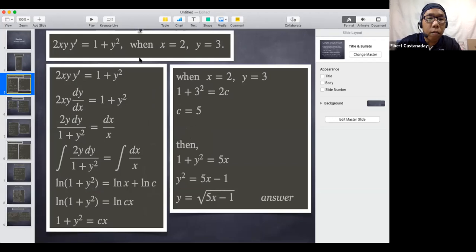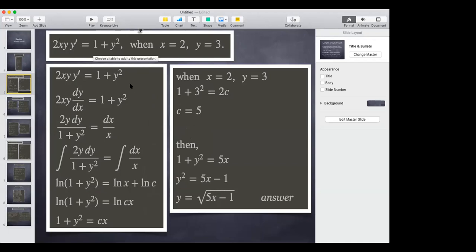Okay, here we have 2xy times y prime equals 1 plus y squared. And you have a given condition, x is equal to 2, y equals 3. Wait for a moment.